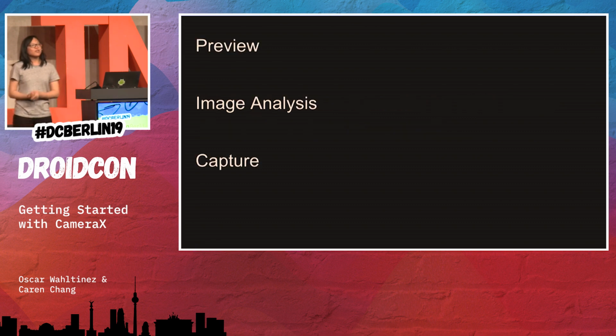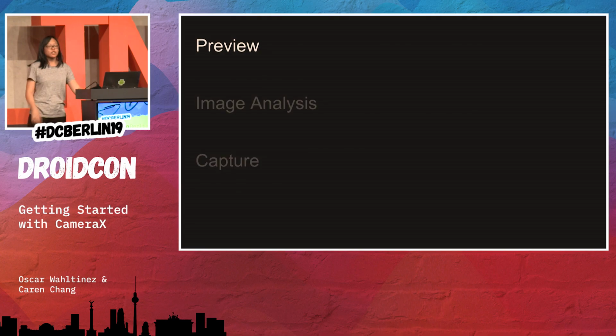So now we're going to jump into some of the core use cases for the CameraX library. Three main ones are preview. This is when you want to show a live preview of what the camera is seeing. Second one is image analysis, if you want to do a frame-by-frame analysis of what the camera is seeing. And the last one, the most important one, is capture.